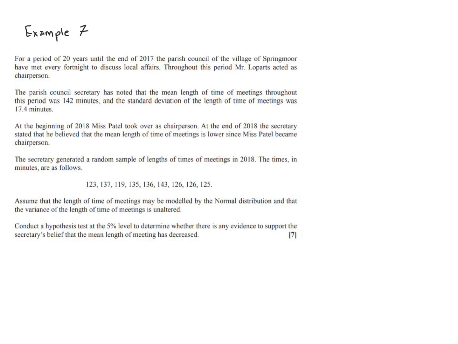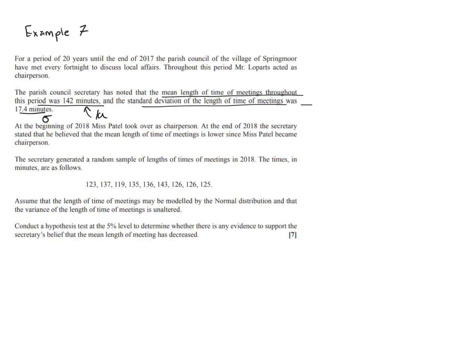So, on to our last example. For a period of 20 years until the end of 2017, the parish council have met every fortnight to discuss local affairs. Throughout this period, Mr. Loparts acted as chairperson. The parish council secretaries noted that the mean length of time of meetings throughout this period was 142 minutes. So this is mu, and the standard deviation is this value here, 17.4. How do we know that these are the population values? Well, it's values that have been noted over a really long period of time, 20 years. It's not a sample value, it's a value that's been calculated over a very long period of time.